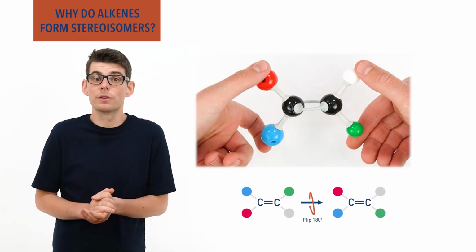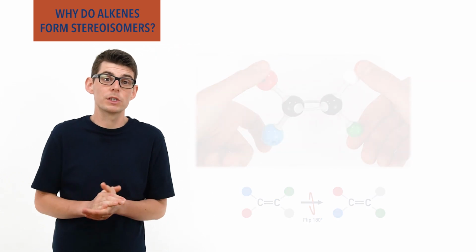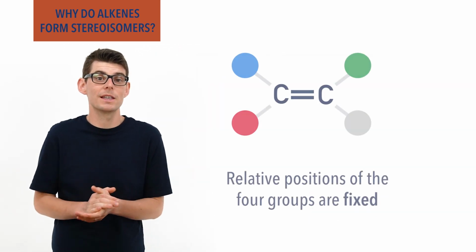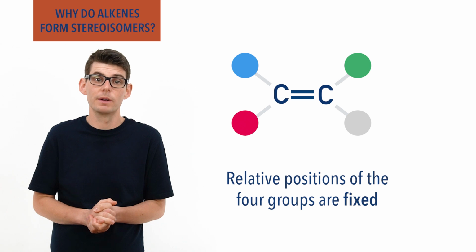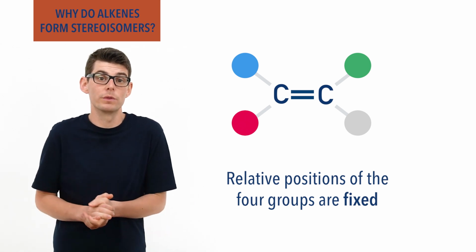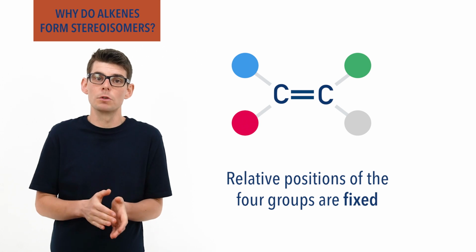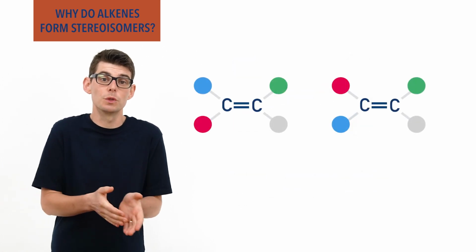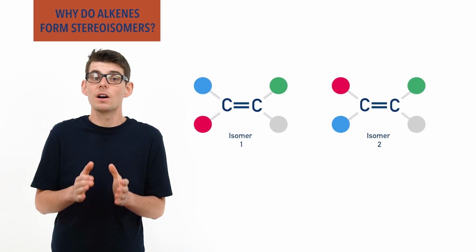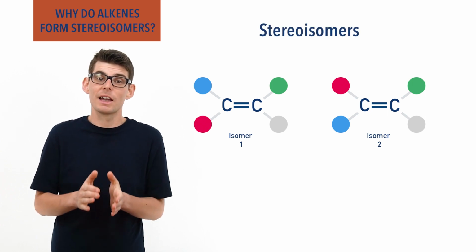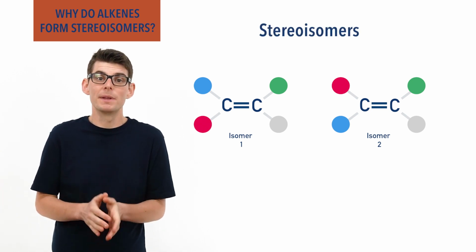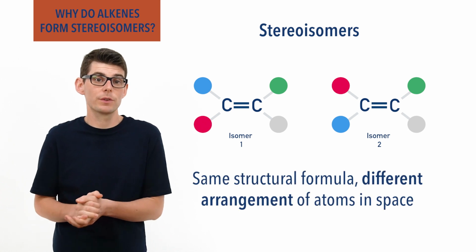This means that the four atoms or groups bonded to a double bond are fixed into place relative to each other. No problem if they are all the same, but if they are different, there are two different ways these groups can be arranged, giving two isomers. These are stereoisomers as they have the same structural formula, but in space the atoms are arranged differently.